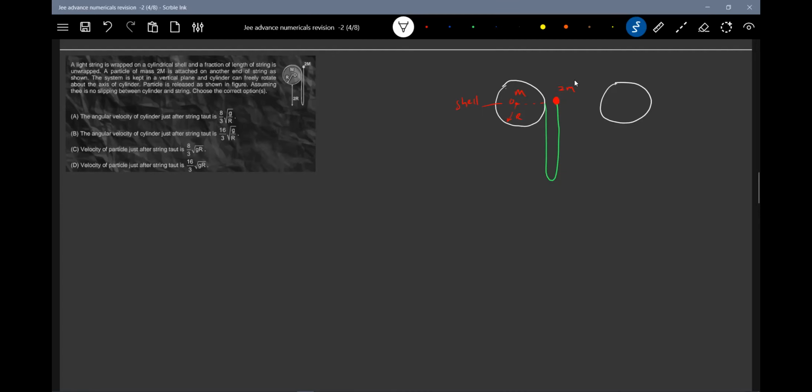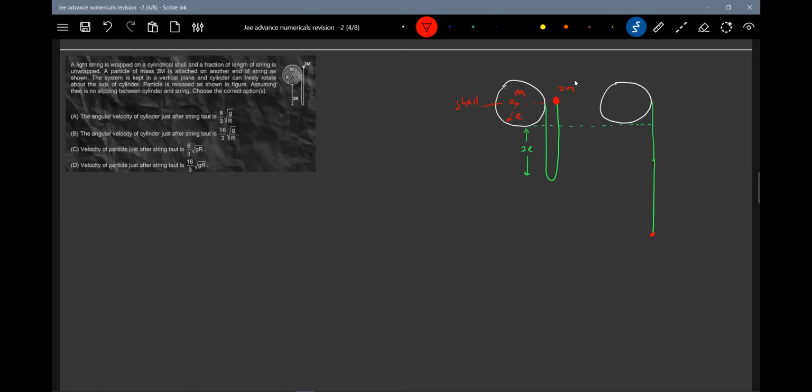So it will fall freely. This distance is 2r. I think we have to be a little bit alert. 2r. So what is the length of the string? So here finally, I'll bring it here. I think this is very important if you can get this.